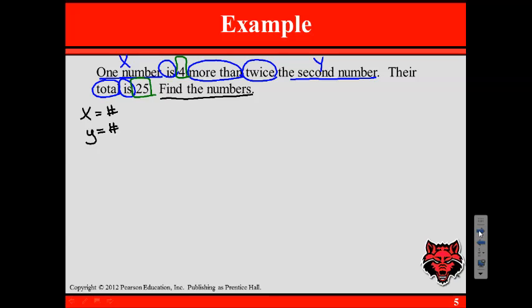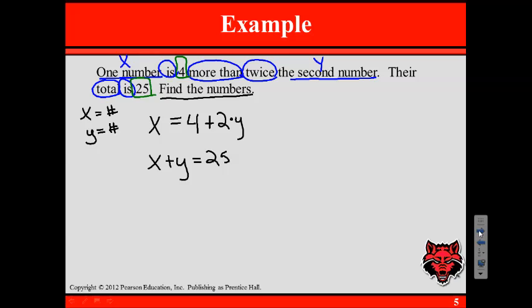So let's start just by directly translating. One number, x, is, remember is means equals, 4 more than, 4 plus, twice, so we're going to multiply something by 2, twice the second number, so 2 times y, or just 2y. We're also told that their total is 25. Total means addition, it means the sum. So x plus y, the total, is 25.